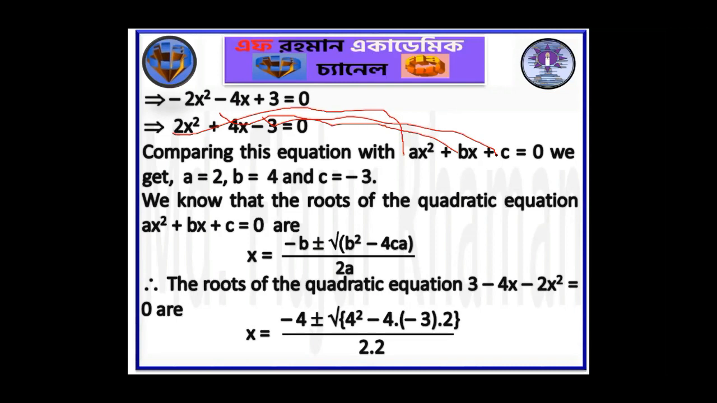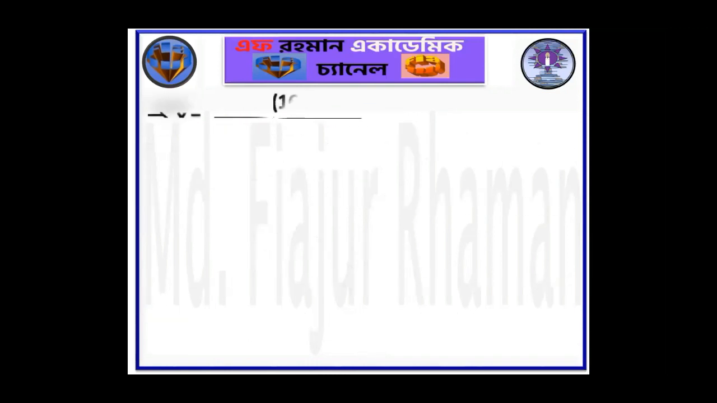4 square is equal to 16, and the product of minus 4 and minus 3 and 2 is equal to 24. That's why it will become x equal to minus 4 plus minus square root of 16 plus 24 by 2 into 2.